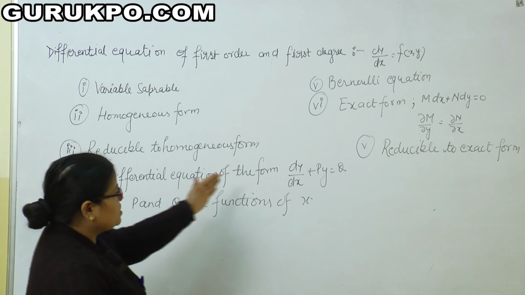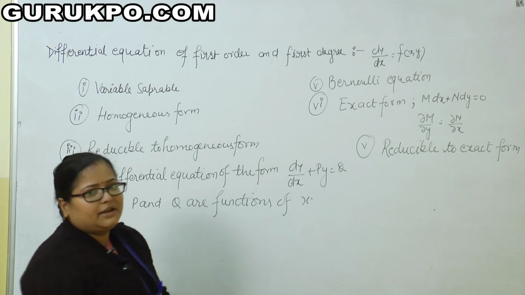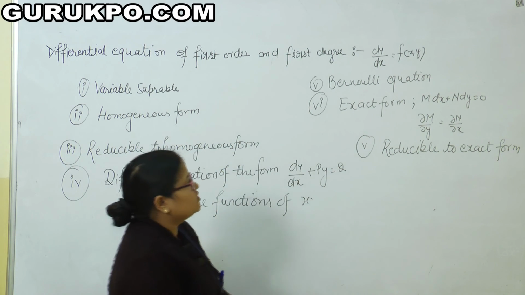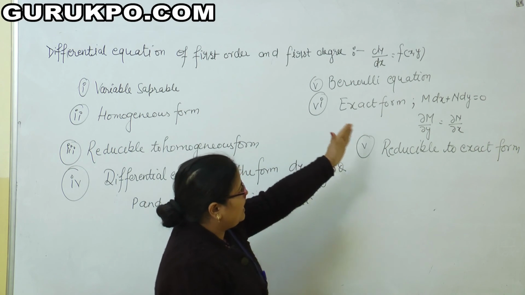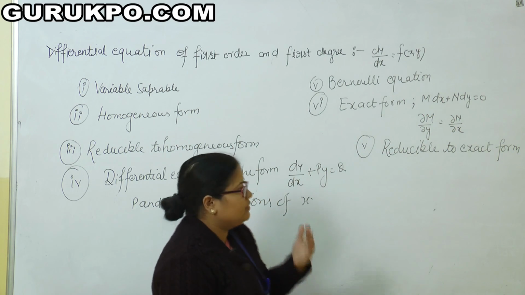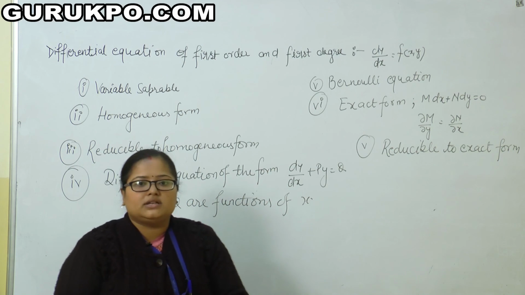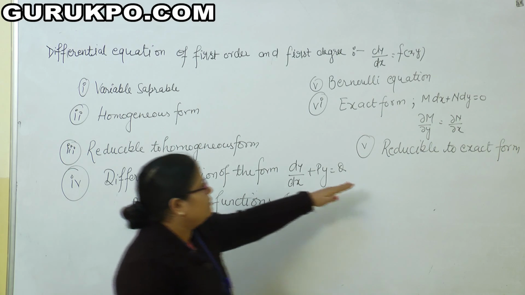If the differential equation is of the form dy by dx plus Py equals Q, we can solve it by the integrating factor method. Similarly, we can solve it by the Bernoulli equation. If the differential equation is of exact form, such as M dx plus N dy is equal to 0, the method for solving it is the seventh. If the equation is not in exact form, we can reduce it into exact form and afterwards solve it by this method.